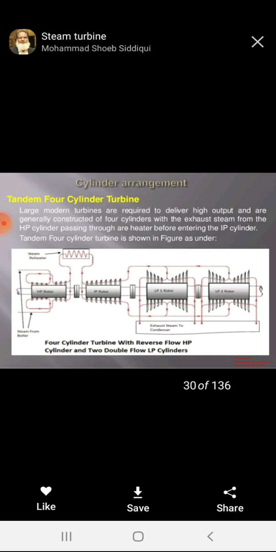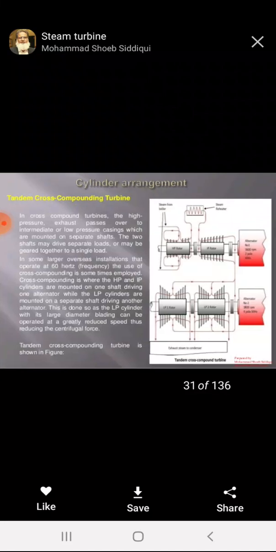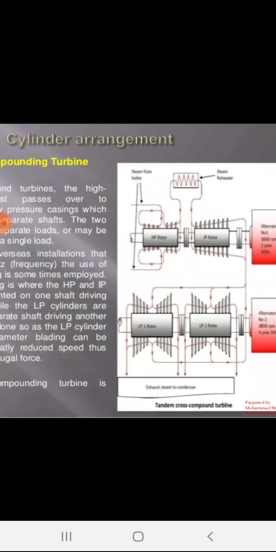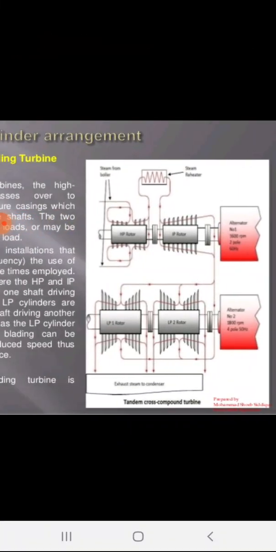இதில் வந்து கொடுத்துருக்கோம் 4 cylinder with reverse to the flow high pressure and low pressure double axial methods கொடுத்துருக்கோம். Another one type பார்த்தீங்கன்னா cylinder arrangement tandem cross sections compound turbine. cross section turbine பார்த்துக்கிட்டோன்னா நம்ம வந்து என்ன சொல்கிறாங்க பாருங்கள். இதில் வந்து alternate number 1 the 3600 rpm 2 pole 60 hertz கொடுத்துருக்கோம்.